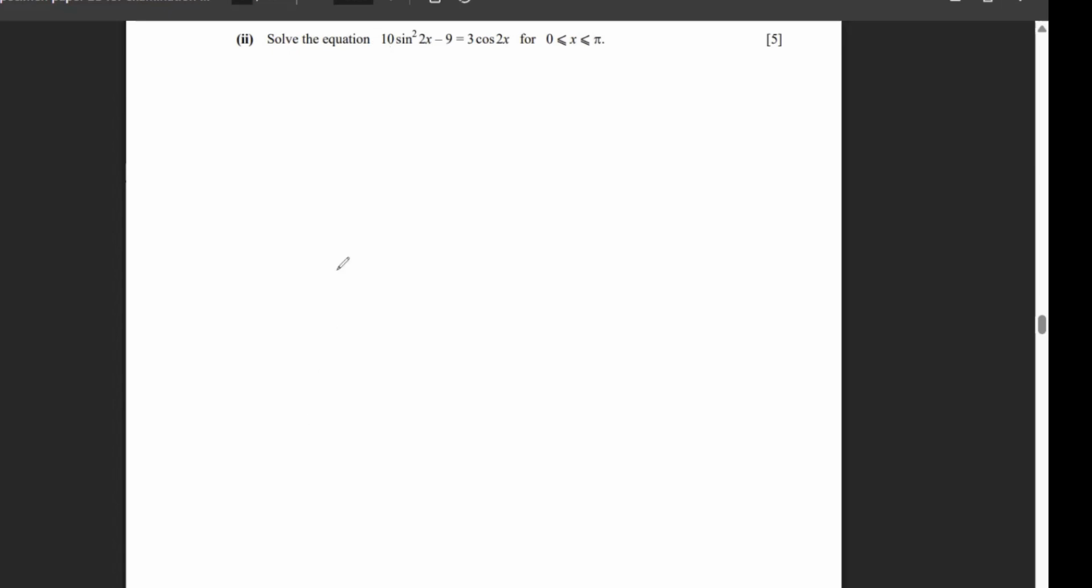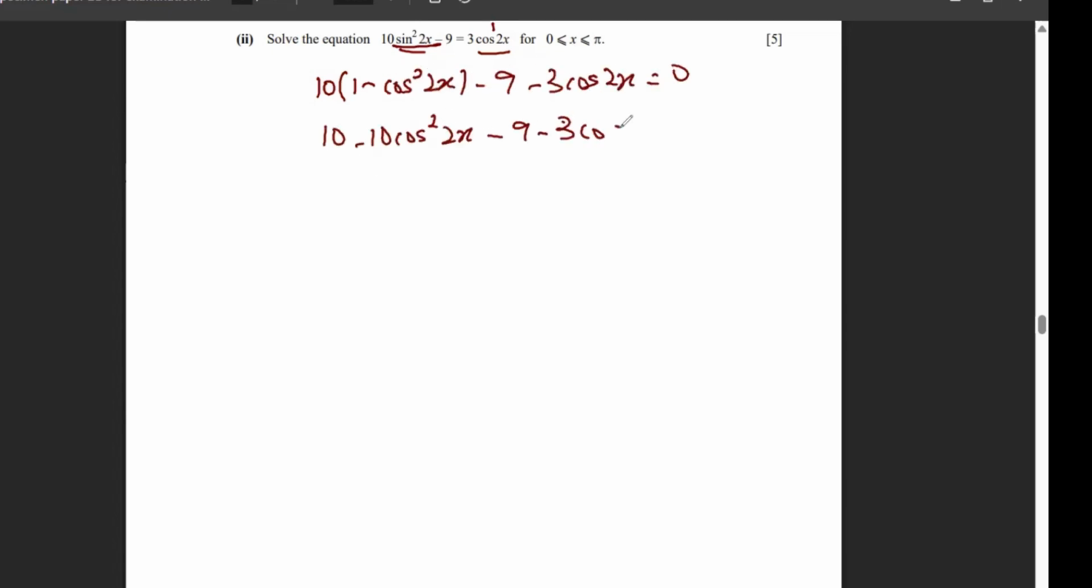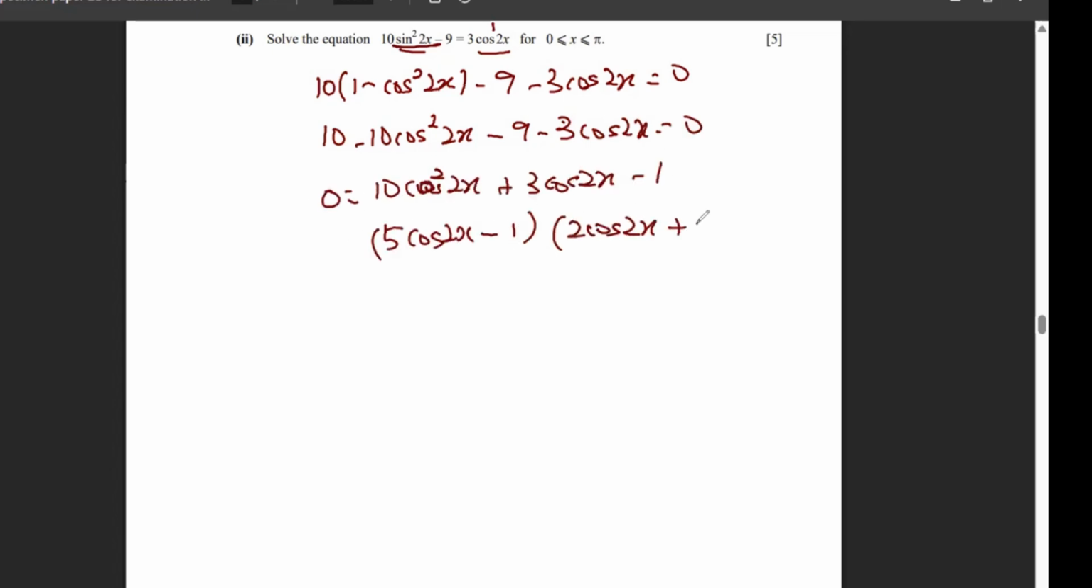Number 2, they ask you to solve this. We have something squared and something power 1. So everything needs to follow back power 1, because squared we can change from sine squared to cos squared, but power 1 we can't change. So we just apply this rule: sine squared equals 1 minus cos squared. Cos 2x equals 1/5. Cos 2x equals negative 1/2.